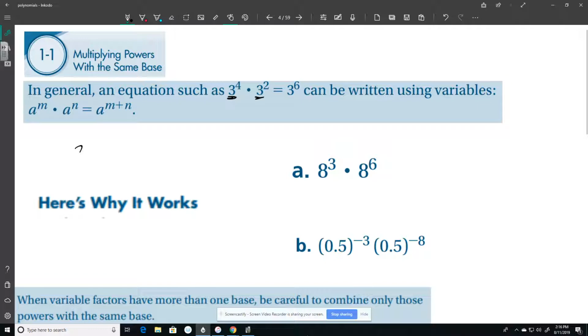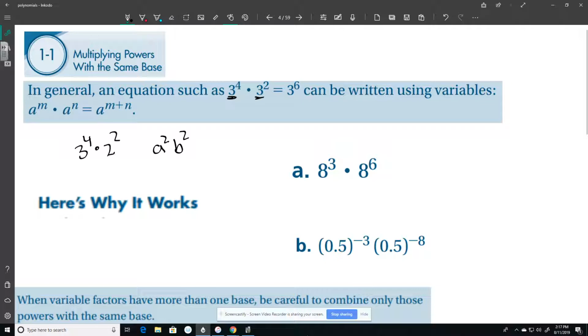If I had something like 3 to the 4th power times 2 squared, I can't add these exponents together because 3 and 2 are a different base. Or if I had a squared and b squared, again, I can't add these exponents together because a and b are not the same thing.